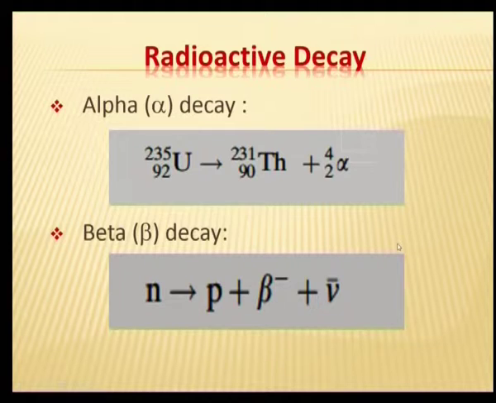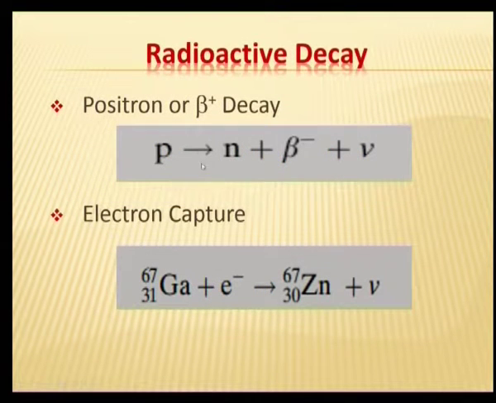Now, what is beta decay? A neutron becomes a proton, giving rise to an electron. That is the beta decay. Similarly, you have a positron becoming a neutron and an electron here. Then here comes electron capture, giving rise to gallium going to zinc. So, these are some of the decay processes which I wanted to tell you.